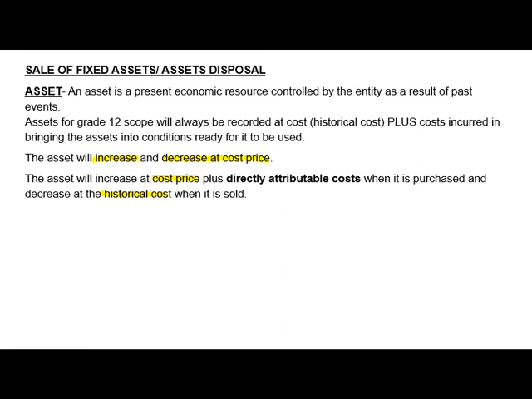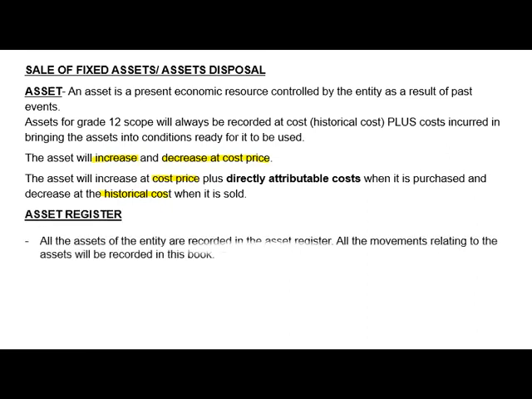What did I say directly attributable costs are? Directly attributable costs. So your asset, you will recognize it at cost price plus any directly attributable cost. What do I mean by that? Exactly. Any cost you incur to make sure that asset is in working conditions, you will include it into the cost price of the asset.